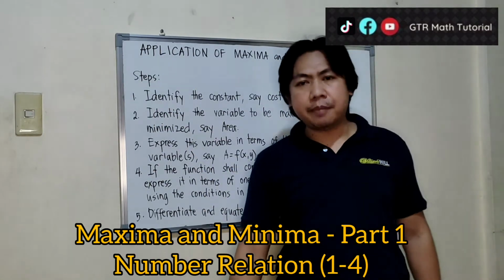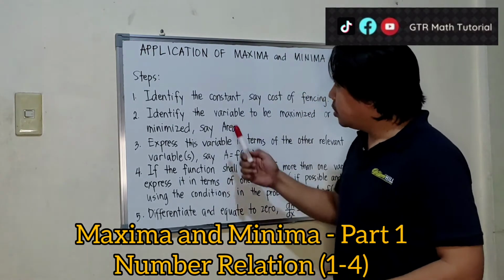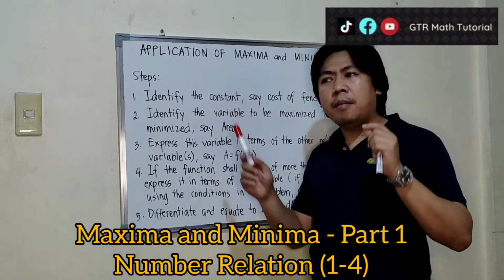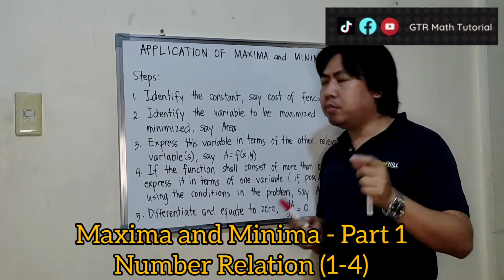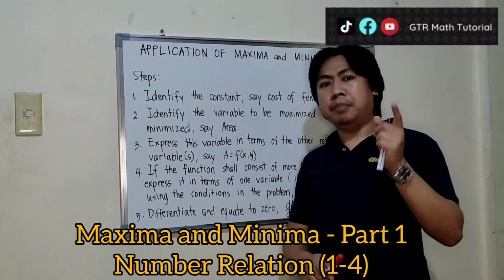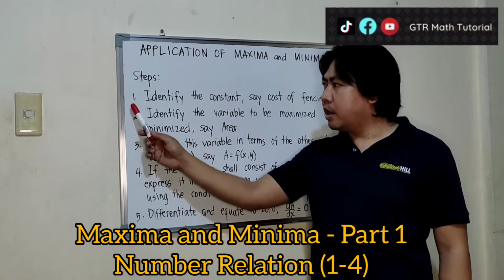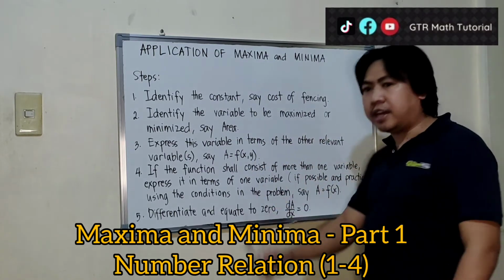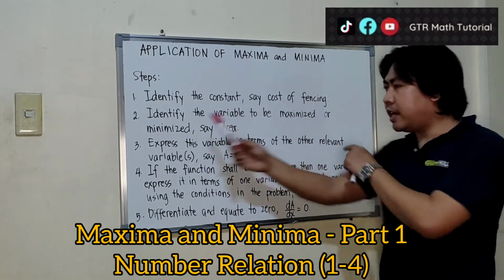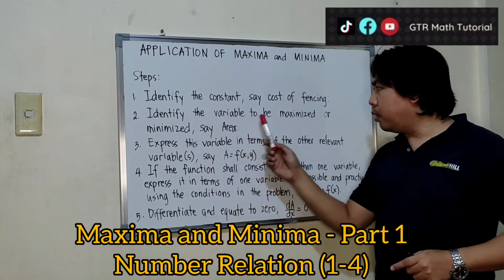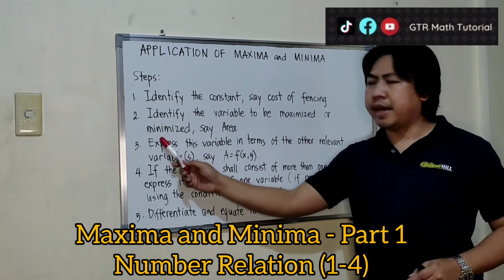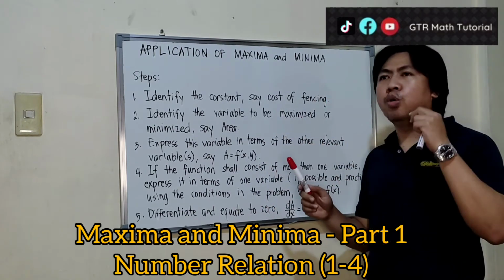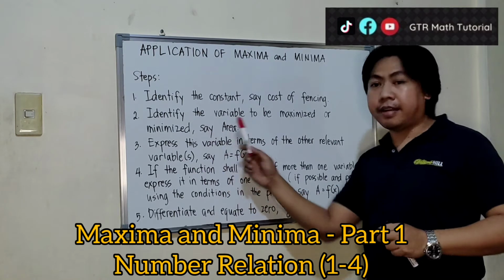Okay, so here are the steps in finding the maxima and minima. By the way, maxima is the plural of maximum and minima is the plural of minimum. Okay, so here are the steps. Number 1, identify the constant, say, cost of fencing. Number 2, identify the variable to be maximized or minimized, say, area. So we have given cost of fencing, then we're going to maximize or minimize the area.